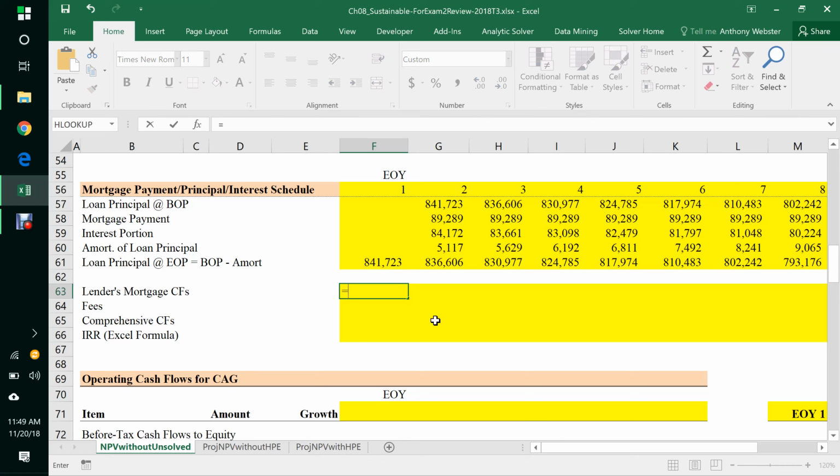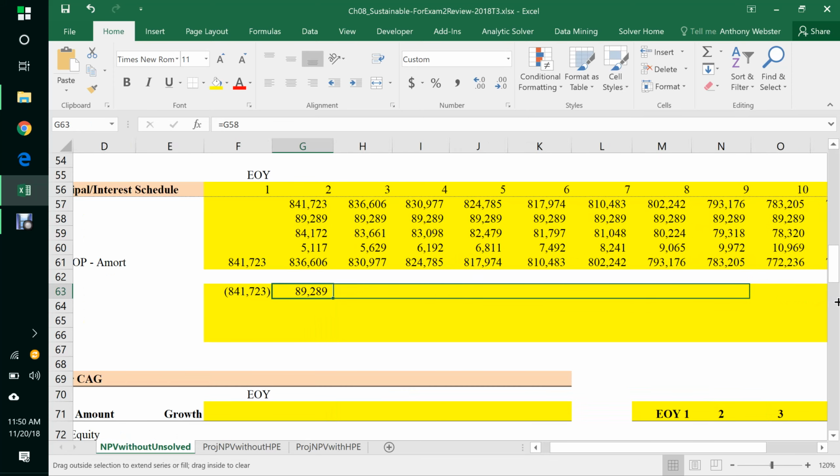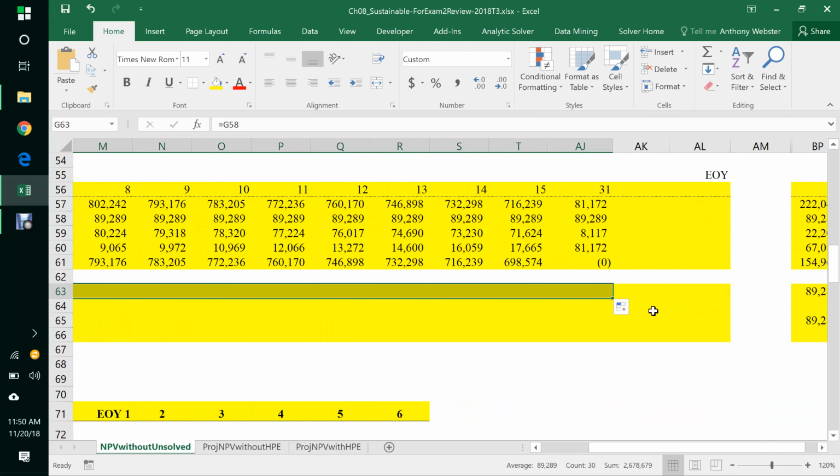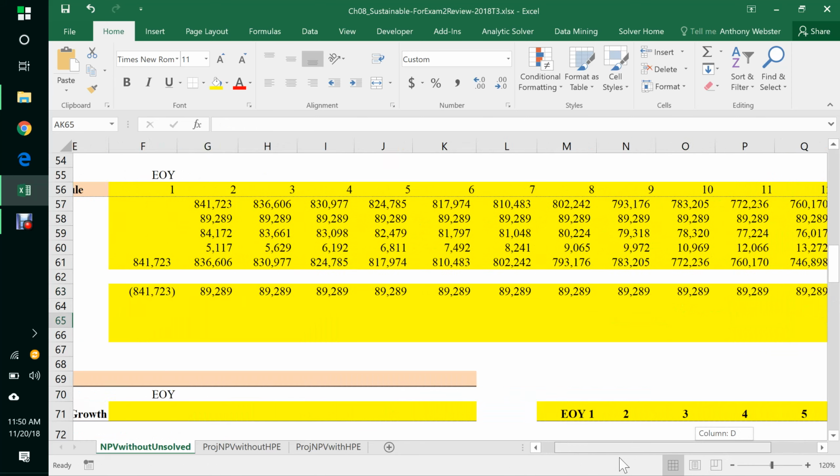Okay, all right, so the mortgage cash flows for the lender, from her point of view. Now I'm being careful with my algebraic sign convention because I'm getting net comprehensive cash flows. So she has a negative cash flow at closing, right? And then she's going to have all these positive uniform payment cash flows, and that's going to go all the way out to the last year.